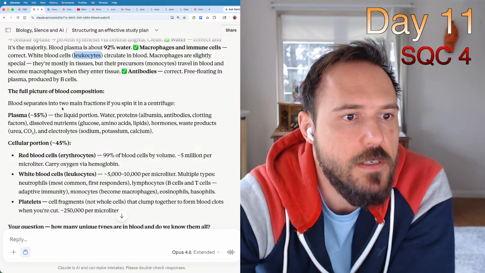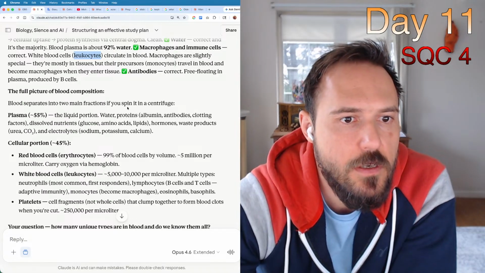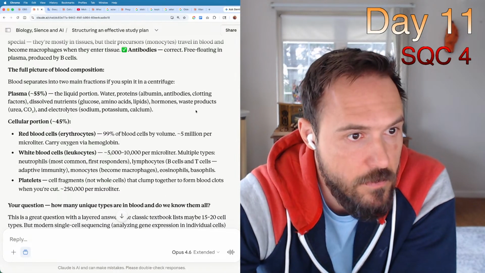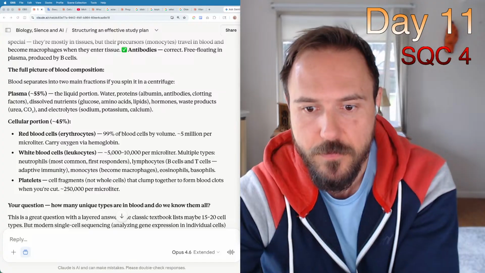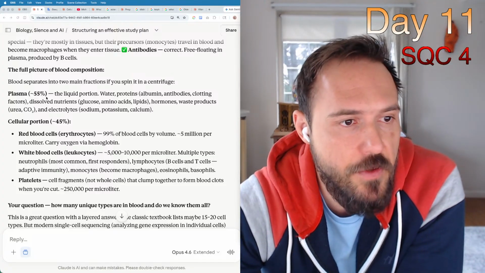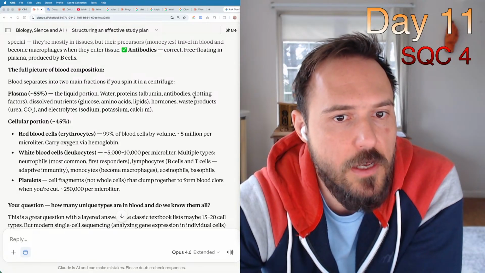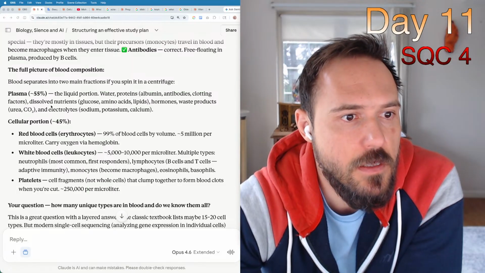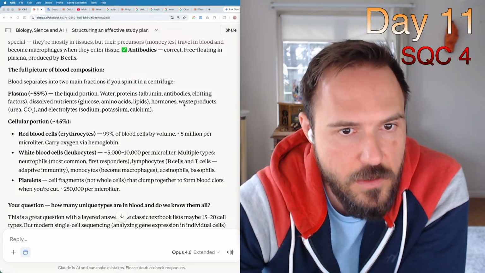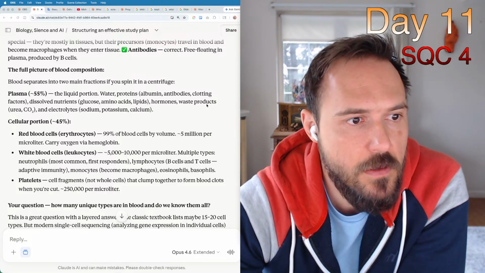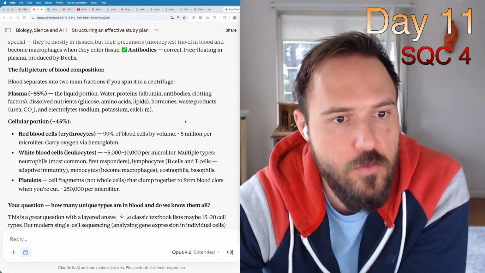Blood separates into two main fractions if you spin it in a centrifuge. Plasma 55%, the liquid portion, water, proteins, albumin, antibodies, clotting factors, dissolved nutrients, glucose, amino acids, lipids, hormones, waste products, urea, CO2, and electrolytes, sodium, potassium, calcium.